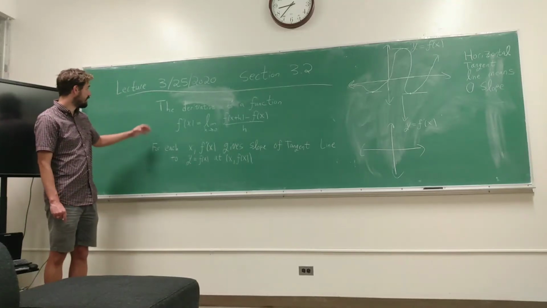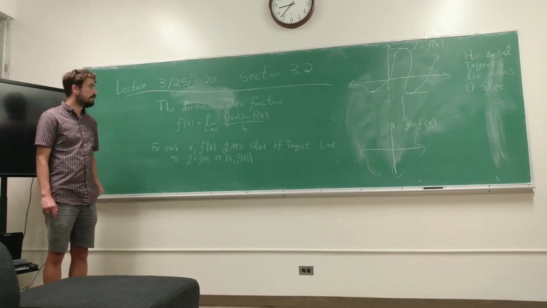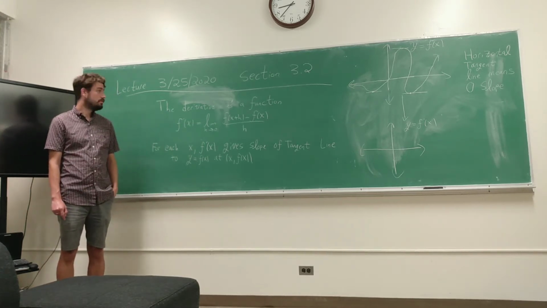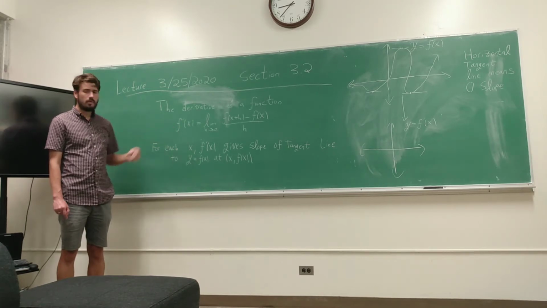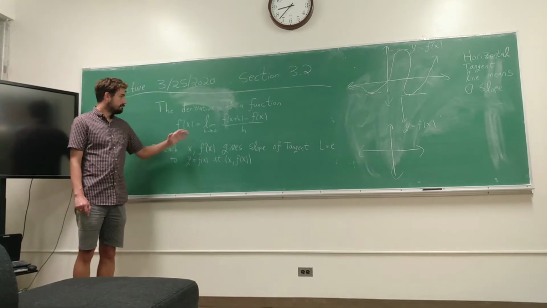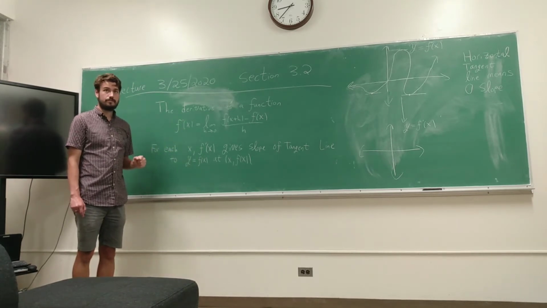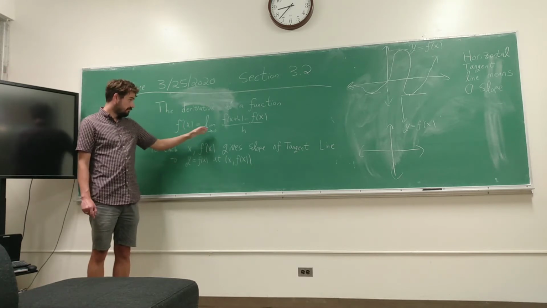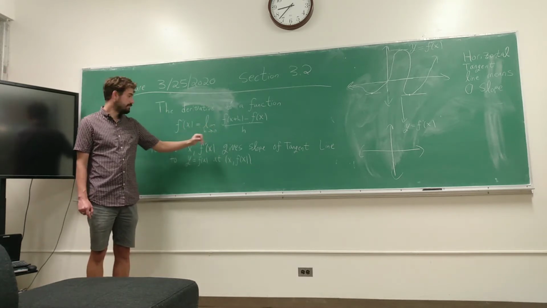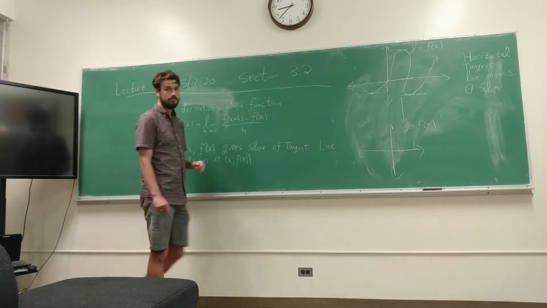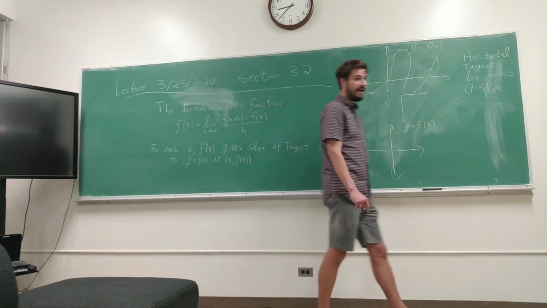Okay, good afternoon, everyone. In today's lecture, we're going to discuss section 3.2, the derivative as a function. I defined the derivative in the last lecture as the limit of this difference quotient: f prime of x is equal to the limit as h goes to 0 of f of x plus h minus f of x, divided by h.